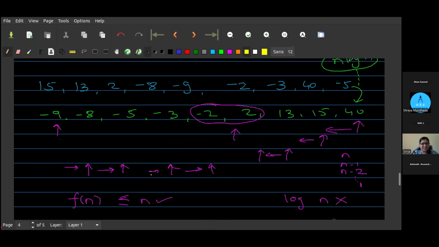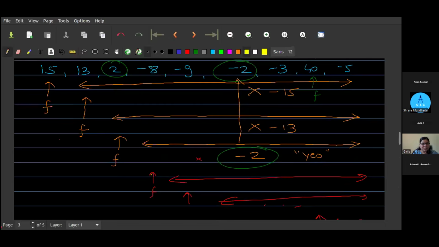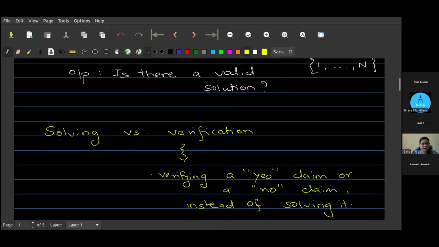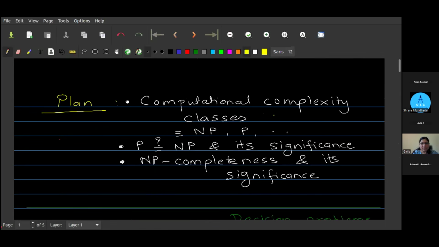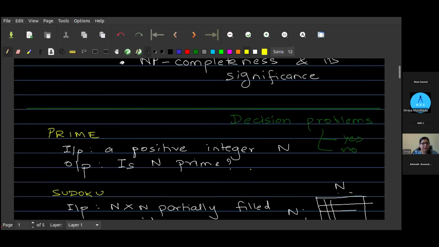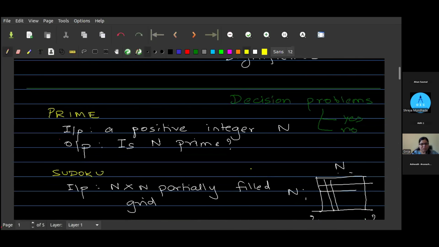Okay, so we did a lot of things actually. Let's do a quick recap in case there is some question. We will do that, and then I'll define the complexity classes formally. So we looked at decision problems. So far we have only looked at decision problems, three of them: prime, Sudoku, and sum to zero.